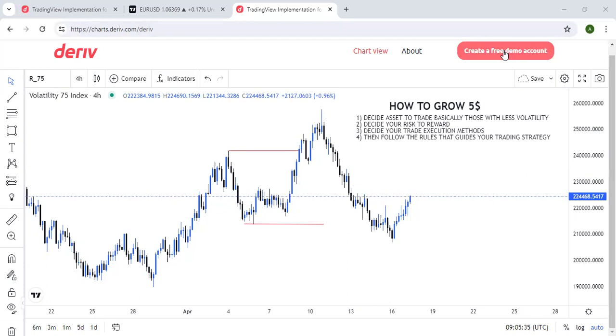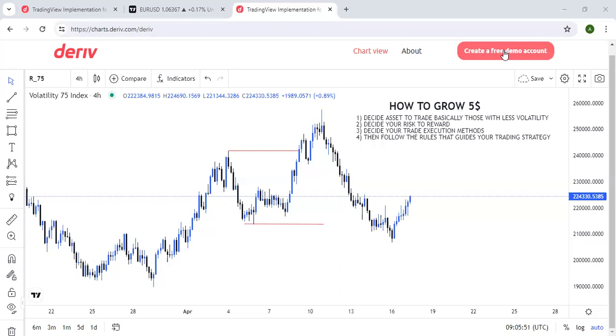Under VIX assets, you can do VIX10, VIX10S, VIX25, V75, V75 1S. Even V100 1S is okay, you can actually trade it. So those are the ones I would recommend that you trade.